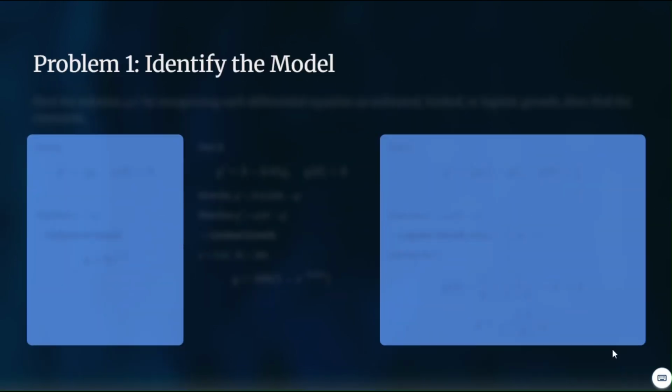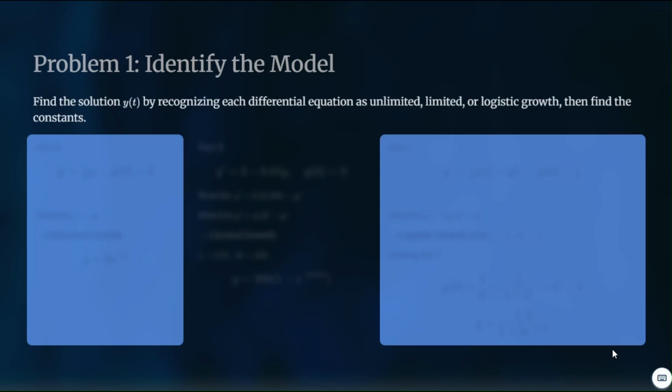Let's see if we can identify the model. In this problem, we want to find the solution y of t by recognizing each differential equation as unlimited, limited, or logistic growth, and then we'll find the constants. So in part A, we have y prime equals 1/3 y, and our initial condition y of 0 equals 9. So here we can see that it matches y prime equals a y. That will be the unlimited growth model, where a is 1/3 and c is 9. So the solution will therefore be y equals 9 times e to the power t over 3.